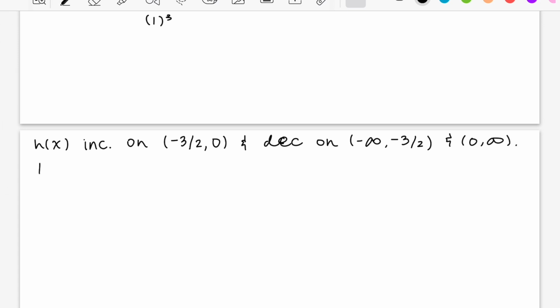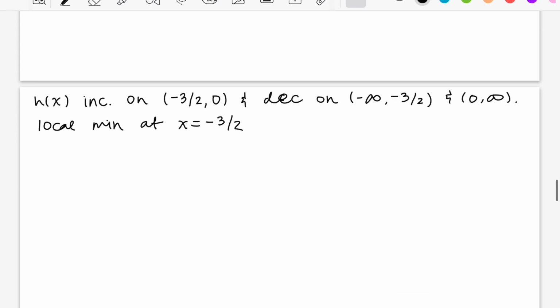Right? And then we also know that we have a local minimum at x is equal to negative 3 over 2. All right, and then for step 3, we want to analyze the second derivative.